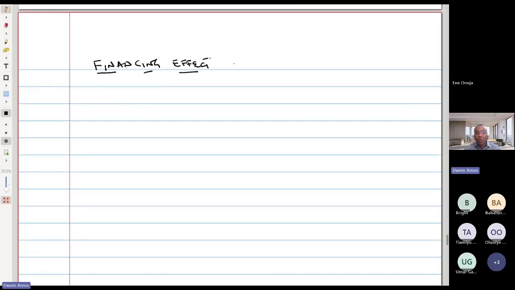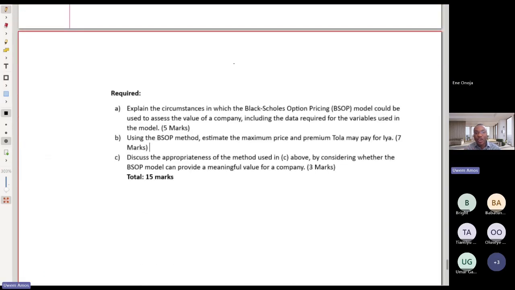And this is the requirement of the question, which is: explain the circumstances in which the Black-Scholes option pricing model could be used to assess the value of a company, including the data required. So you can go back and read this up from the November 2024 pack. I'll let you guys read that.